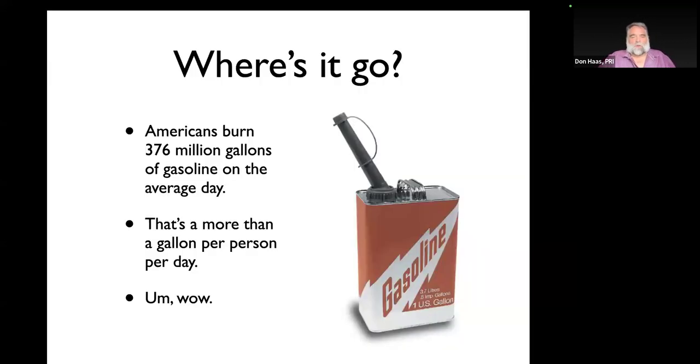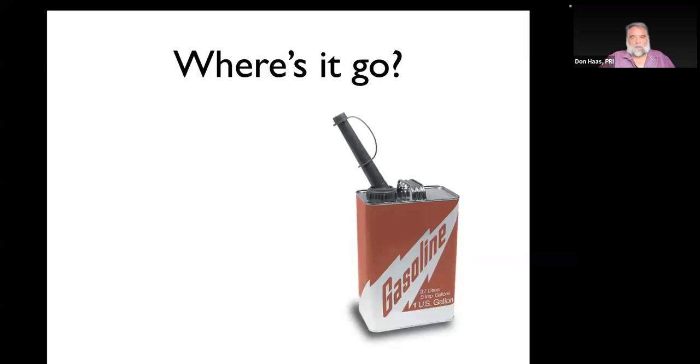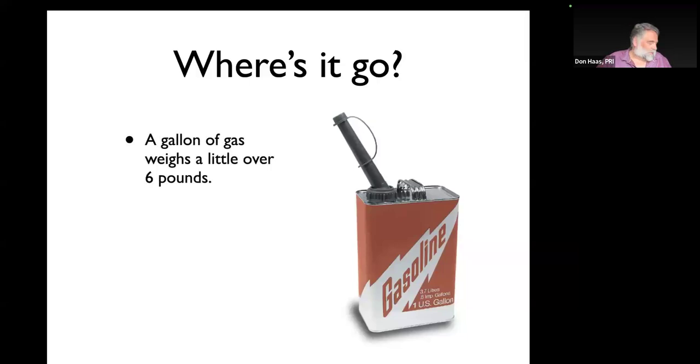So as we've said, we burn 376 million gallons of gasoline on the average day, more than a gallon per person per day. And we want to think about where it goes. And again, if we were in person, I would pass around a gallon jug of water, about 3/4 full, as gasoline has a density about 3/4 that of water, to give you a feel for what 6 pounds of gasoline feels like, what a gallon of gasoline is like. So, place it in your mind's eye, picture that, or your mind's hand, or whatever.